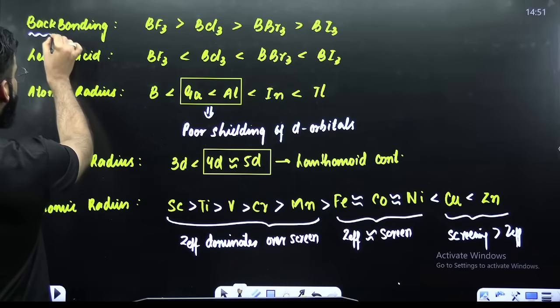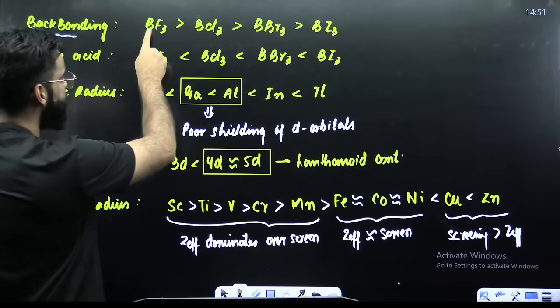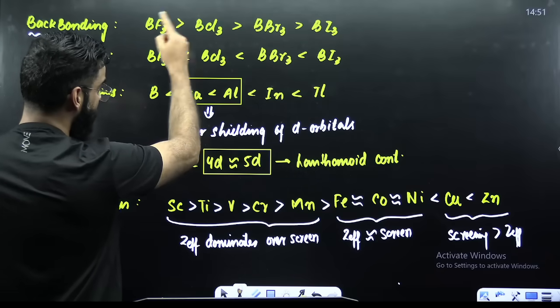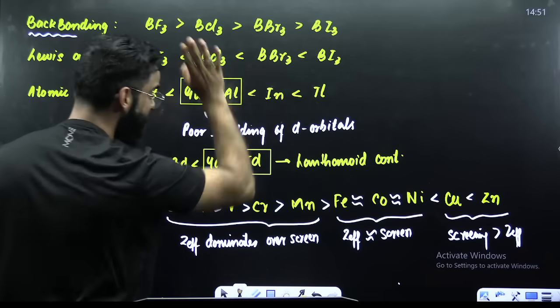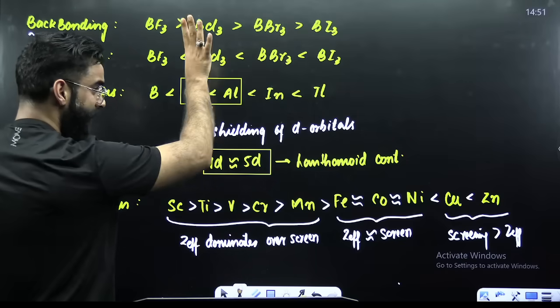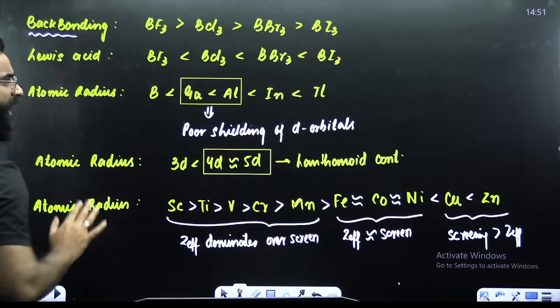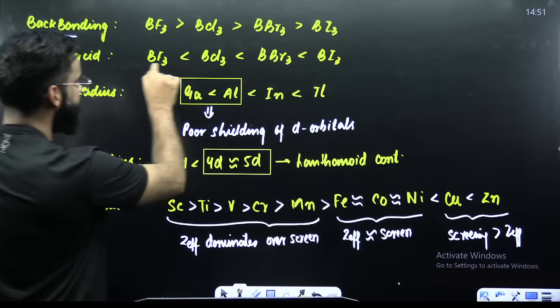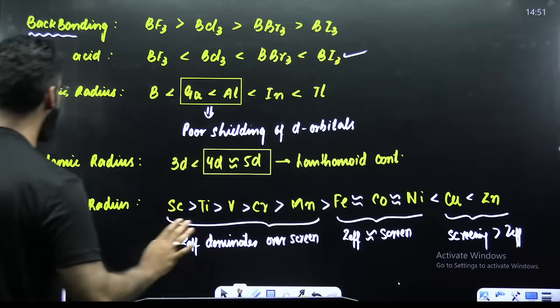Order for back bonding. My dear students, BF3 shows maximum back bonding because there will be 2p-2p overlap, followed by BCl3, BBr3, BI3. This is the order of the back bonding, right? Whatever the order of back bonding, the reverse of that is going to be the order of Lewis acidic strength.